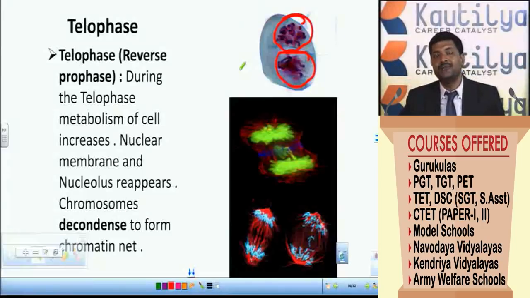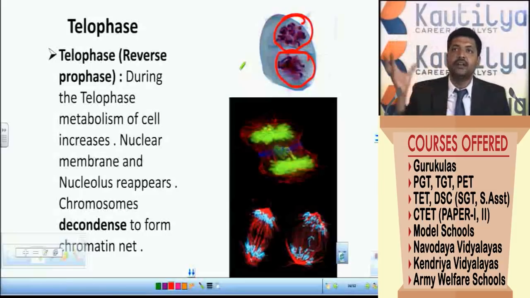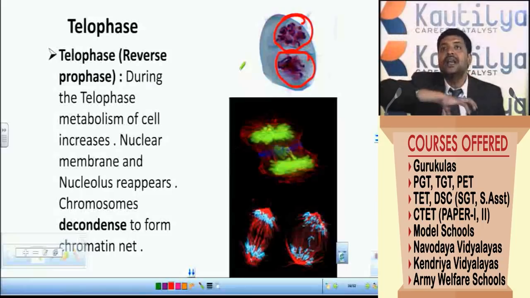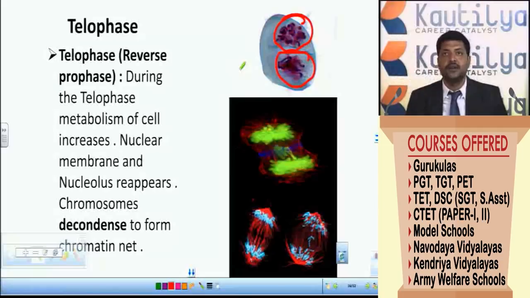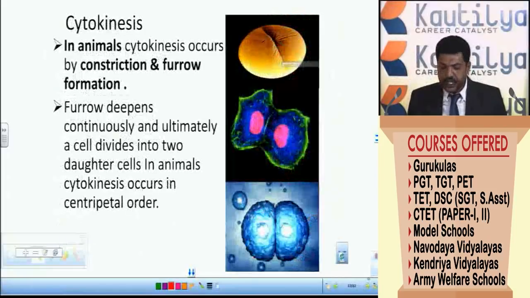I repeat the opposite words in this telophase. Nuclear membrane reappears, nucleolus reappears, chromosomes decondense into chromatin. So this is telophase, and at the end of telophase, two daughter nuclei are formed. I told you earlier, after telophase, there is the furrow method in case of animals.